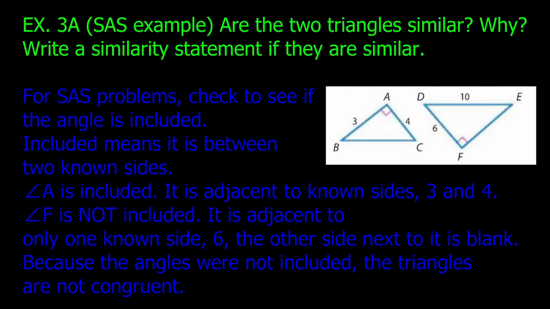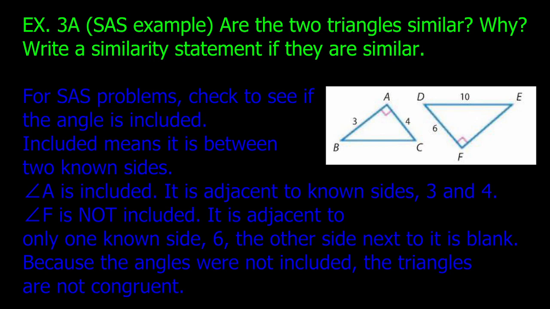Finally, the toughest one, side angle side example. These are ones where you have to have one included angle set equal to each other, and then also one set of sides that when you multiply the cross products, they're equal.